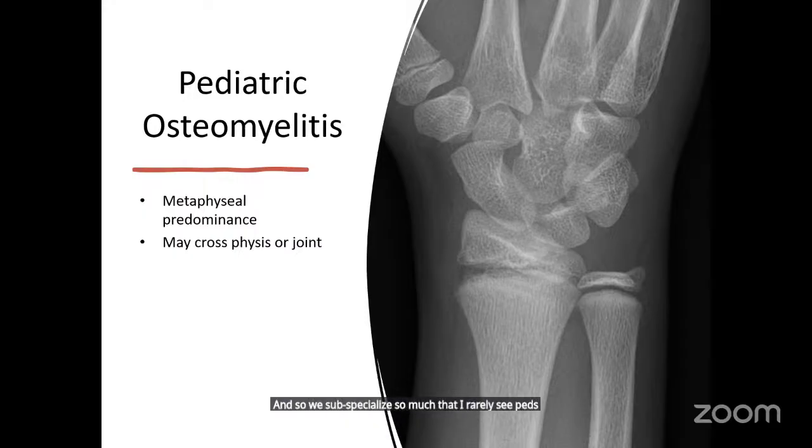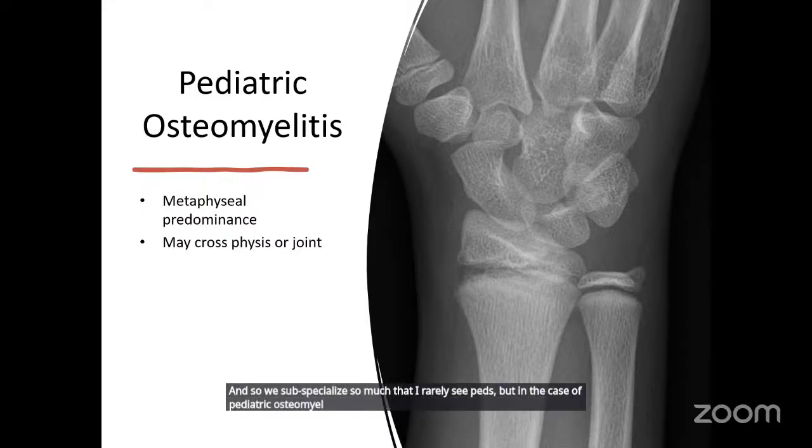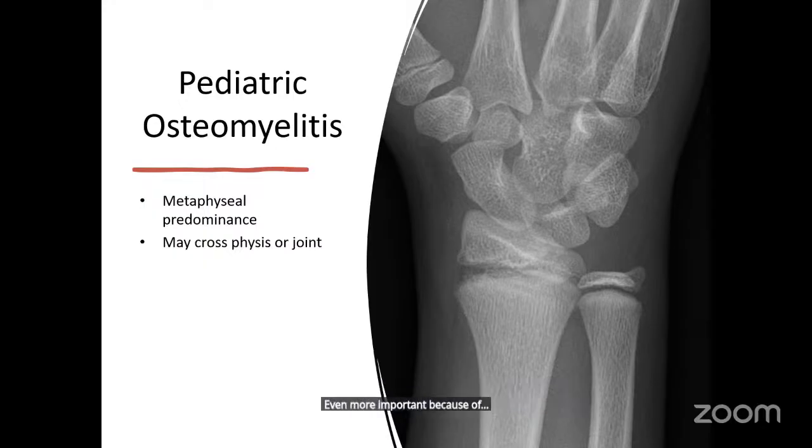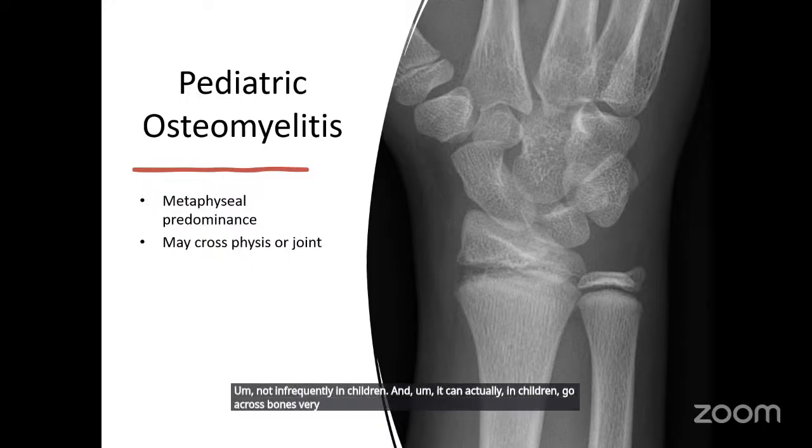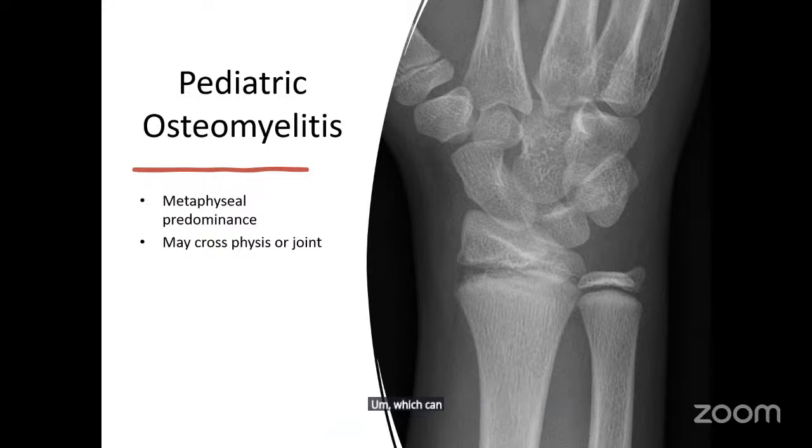But in the case of pediatric osteomyelitis, of course, even more important because of the predilection for metaphysis, and with that predilection for metaphysis, unfortunately, it involves the physis, the growth plate, not infrequently in children. And it can go across the growth plate very rapidly, which can affect bone growth in those bones. So it's very important to recognize this early in kids.